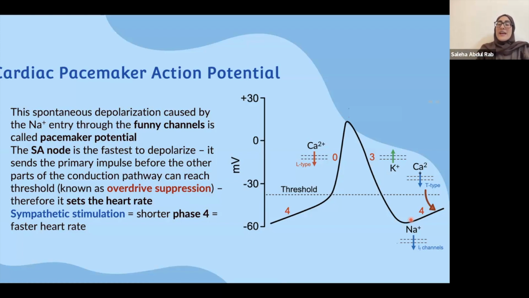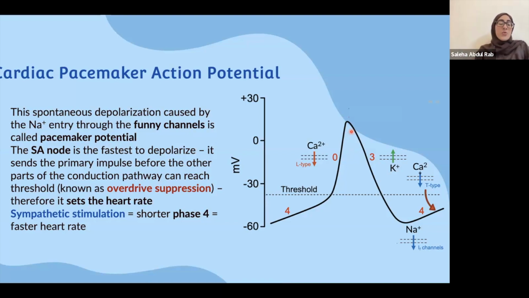So the SA node is the fastest to depolarize. What this means is the electrical impulse that is now being generated at the SA node is sent all throughout the heart, right? And this allows the SA node to be like the boss of everyone else, because the other cells, although they're also part of the conduction pathway and they have the same kind of action potential, their action potentials would be slower than the SA node. The SA node is the fastest to depolarize, like we said, right? So it sends the primary impulse before any other part of the conduction pathway can reach threshold. Therefore, it sets the threshold for everybody else down the line.